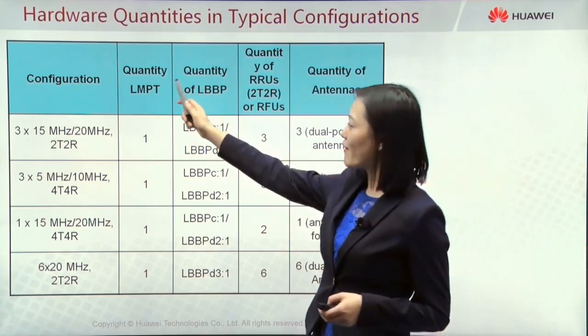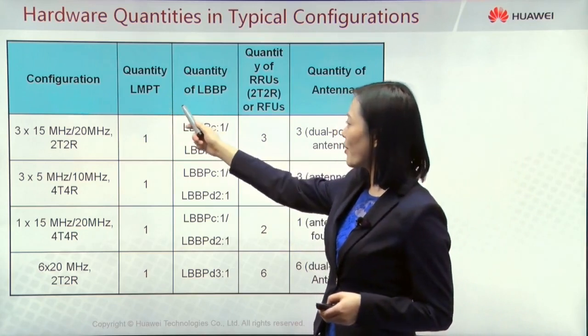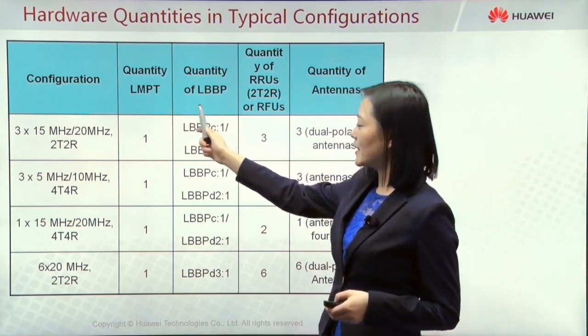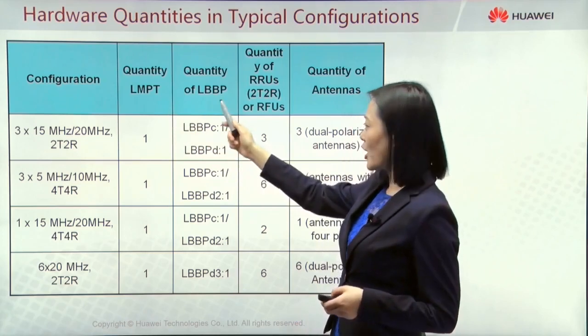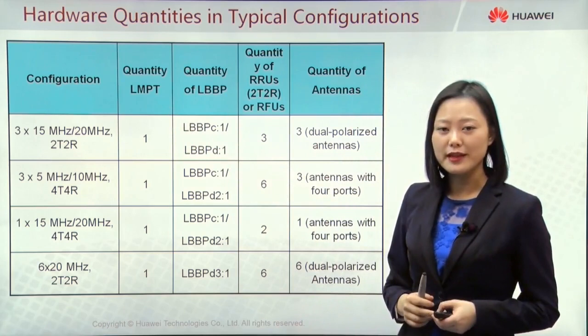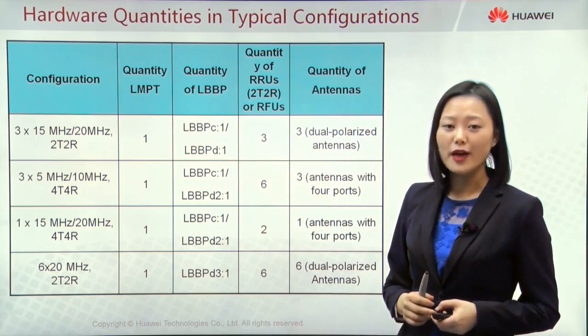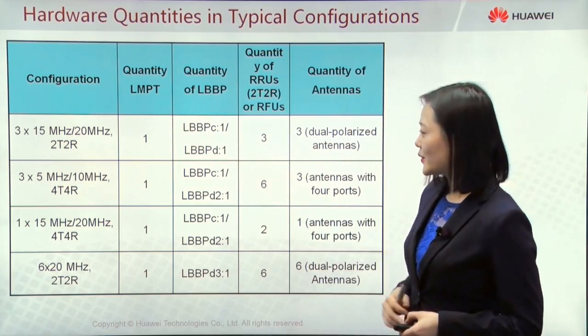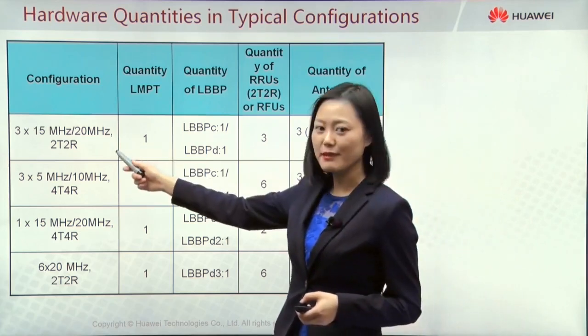Here we specified the main processing board and the BBP board as LMPT and LBBP, which are used inside BBU 3900 and only for LTE mode. So take the first site for example.